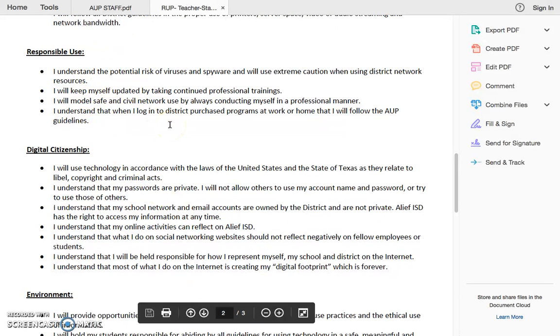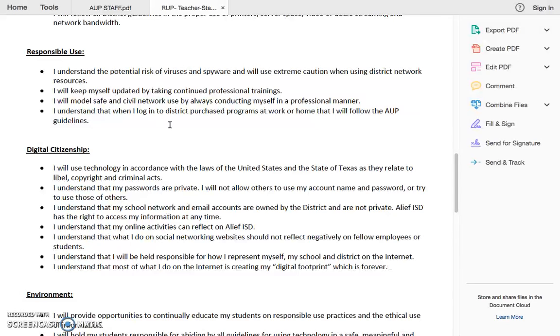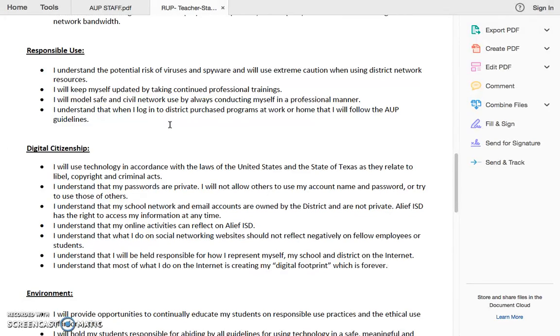Responsible use, understanding viruses and spyware and using caution with resources, continuing professional development and trainings, modeling safe, civil network use and being professional, and anytime logging into district programs adhering to the AUP guidelines.